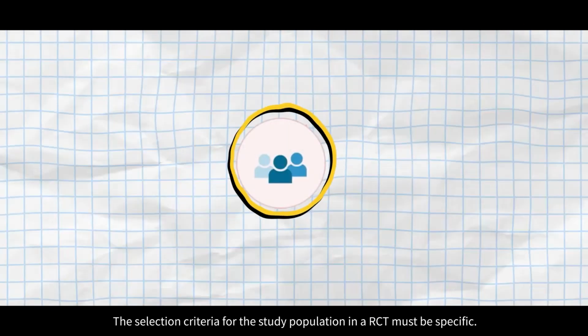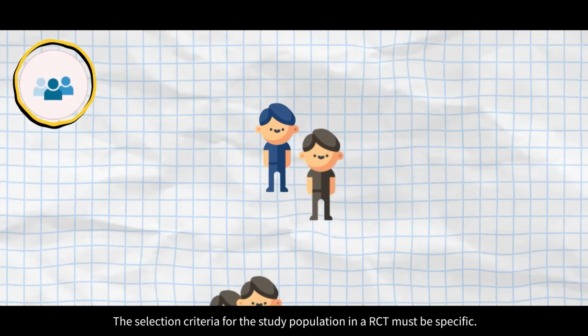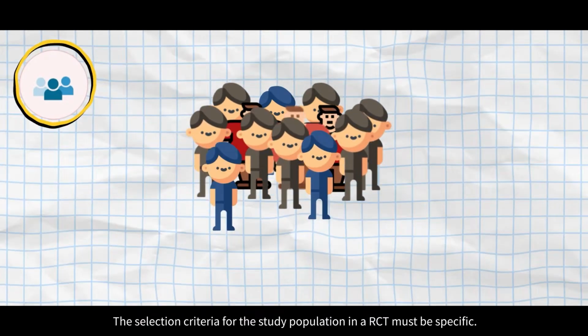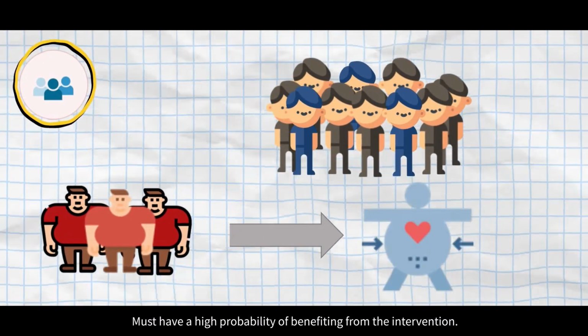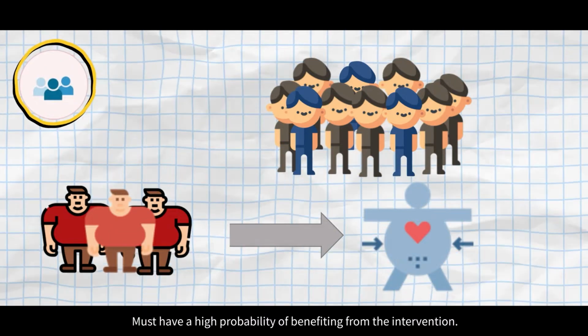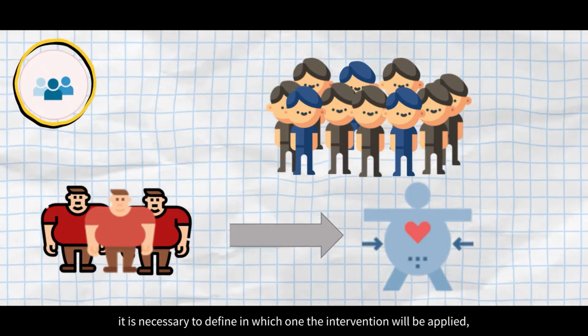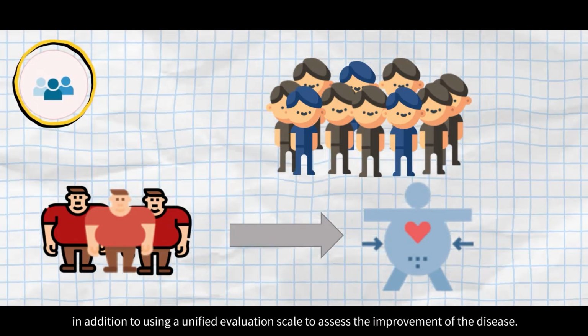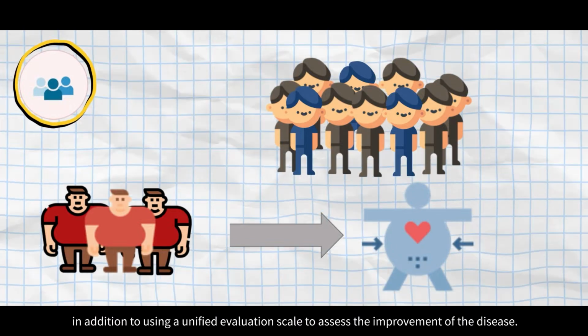The selection criteria for the study population in a randomized clinical trial must be specific. It must have a high probability of benefiting from the intervention. If a disease is studied with different subtypes, it is necessary to define in which one the intervention will be applied, in addition to using a unified evaluation scale to assess the improvement of the disease.